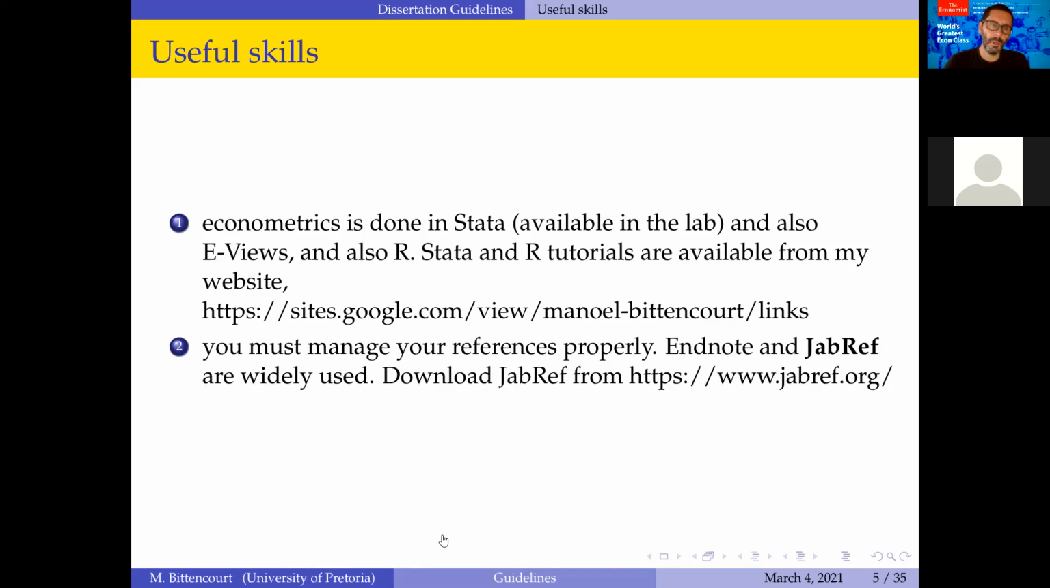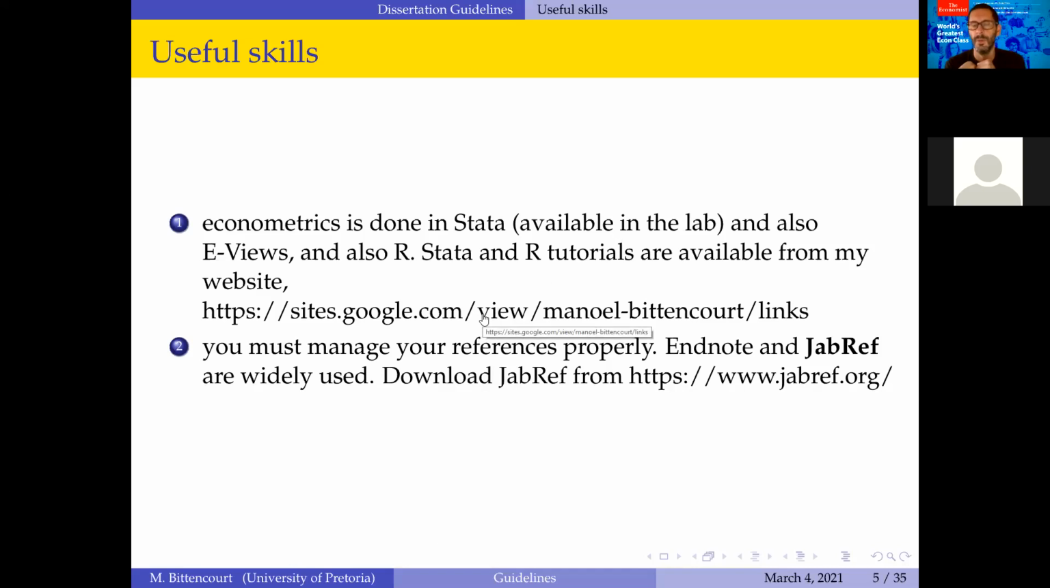This year is different, and there is also EViews and also R. My understanding is that you will be using R this year. Stata and R tutorials are available from my website. So again, I'm going to show you from my web.